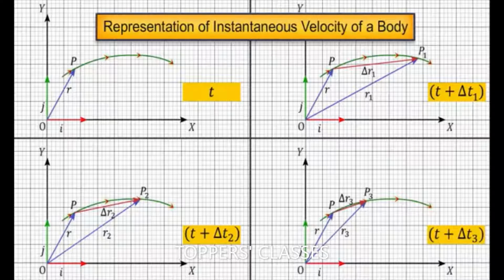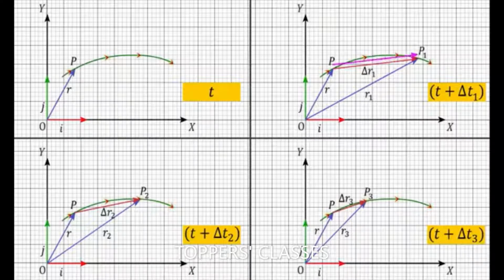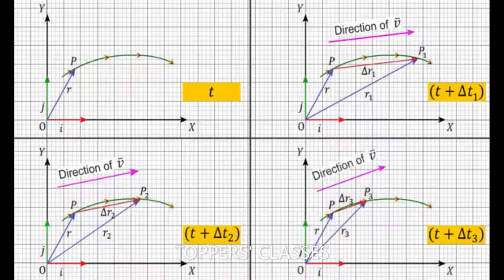The position vectors of these various points are: P is r, P1 is r1, P2 is r2, and P3 is r3. The displacement vectors with respect to point P are: at point P1, its displacement is delta r1. At point P2, its displacement is delta r2. And at point P3, its displacement is delta r3. The direction of average velocity vectors are shown in the graphs. Delta t1 is greater than delta t2 is greater than delta t3.